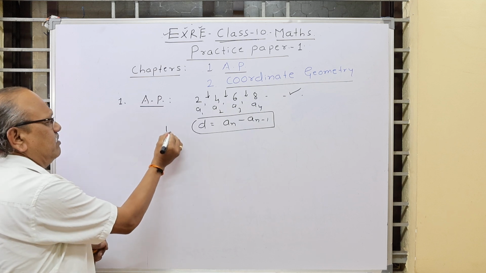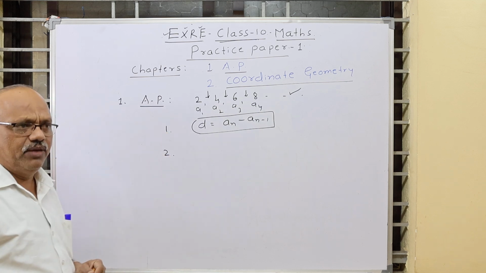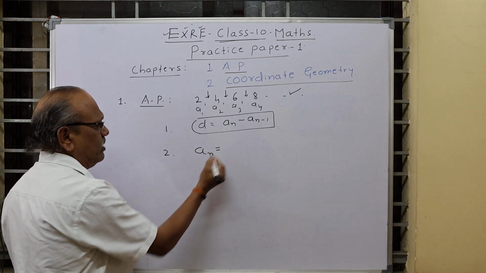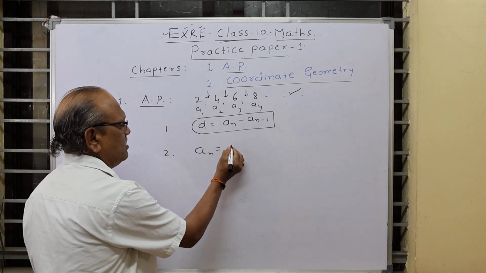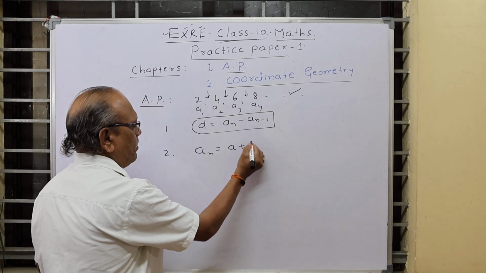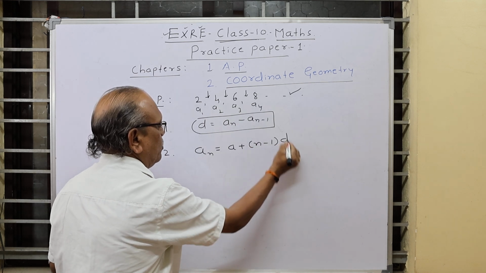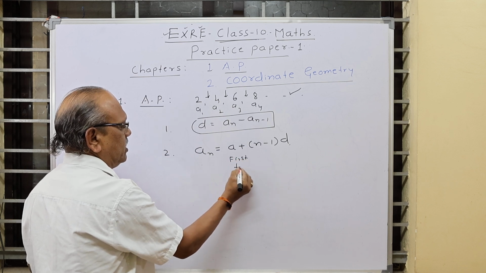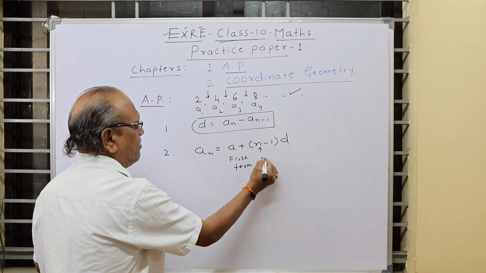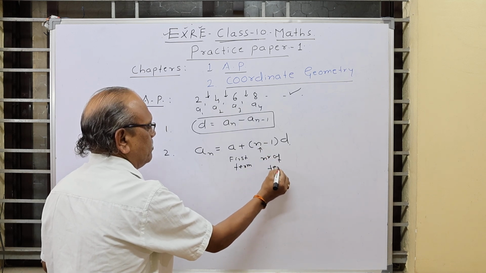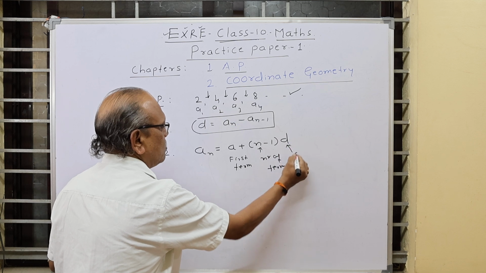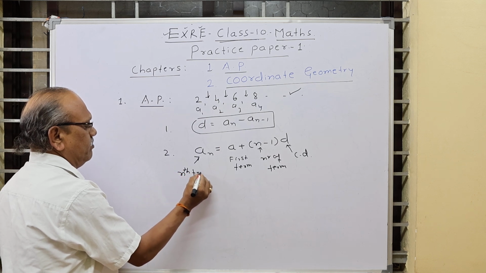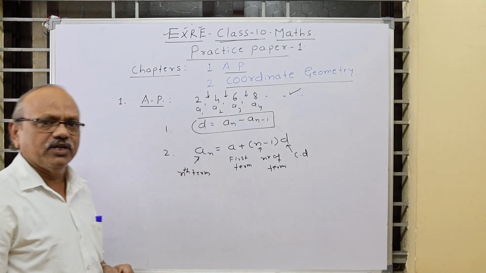Then in the chapter you studied how to find the nth term of an AP. We'll recall it, we'll not go for the derivation, directly we'll take the formula. The nth term of an AP is given by a plus n minus 1 into d, where a is the first term, n is the number of terms, d is the common difference, and an is the nth term of the AP. This is the second important formula in the chapter.